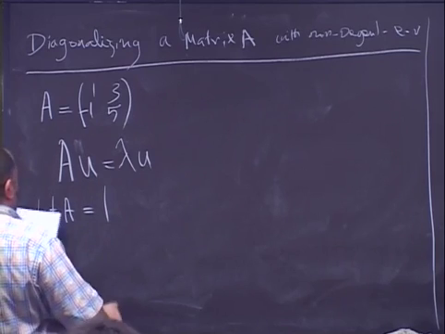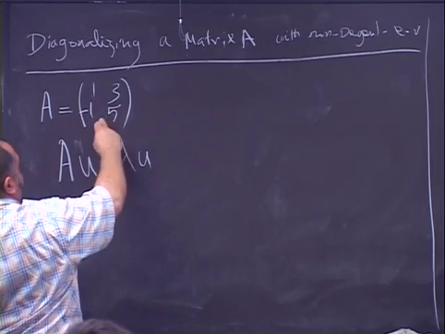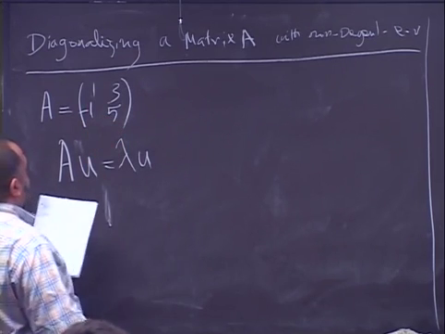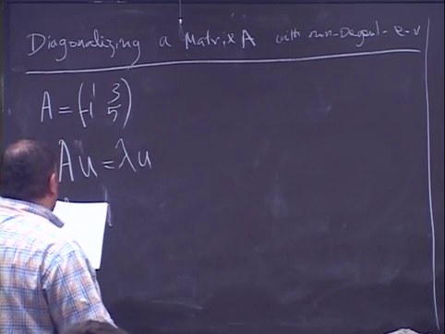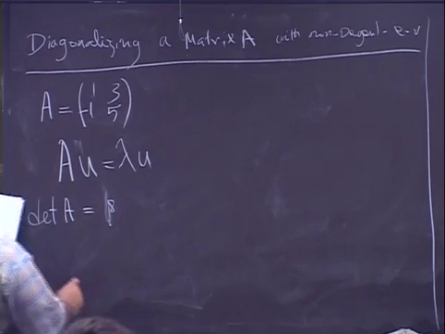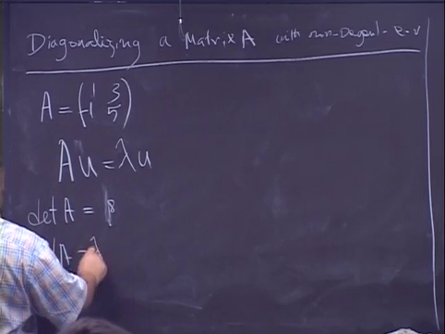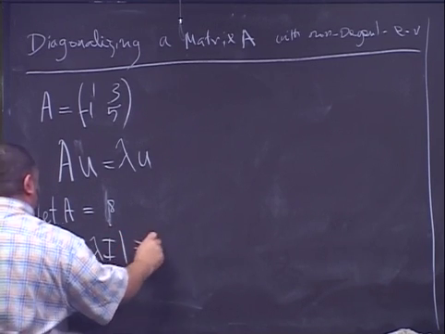Is equal to 5, and this is what? Plus 3 is 8. This is 8. The characteristic equation is just the determinant of A minus lambda I is equal to what?